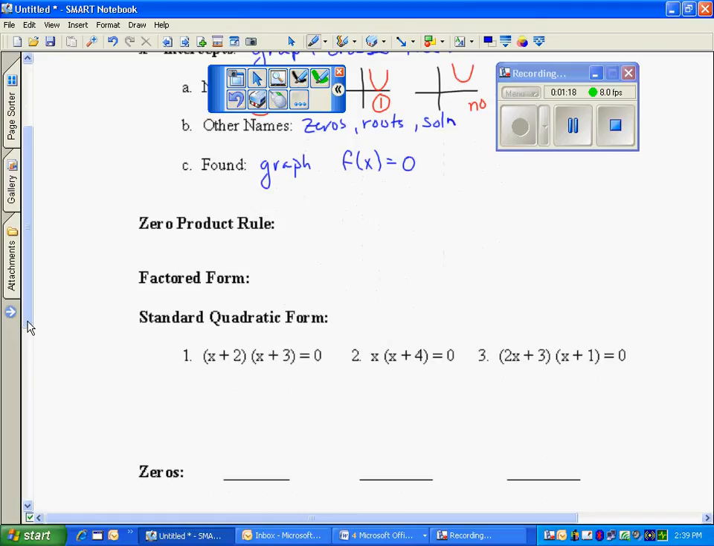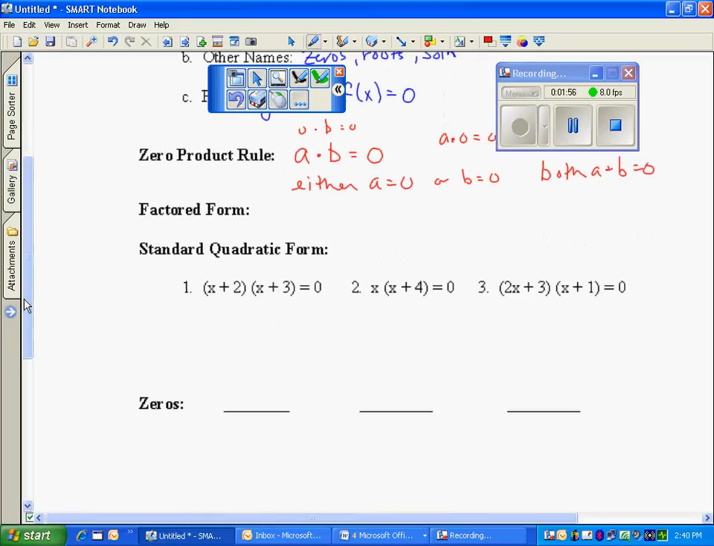Product means multiply. If I have two items being multiplied such that their product equals 0, I know that either A equals 0, because 0 times B is 0, for sure, no matter what B is, or B is going to be 0 because A times 0 is automatically 0, because anything times 0 is 0, or both A and B equal 0. So we're going to be using this product rule when we know A times B, and we call A times B factors.